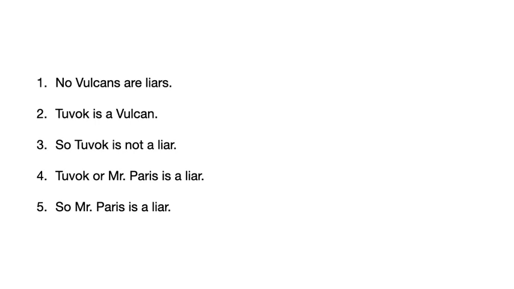But now notice what's happening. 3, 4, 5 are another argument. 1 and 2 establish 3. Well, now 3 and 4 establish 5. Tuvok's not a liar, but Paris or Tuvok is a liar. Well, our disjunctive syllogism, our argument by elimination, tells us that if it's not Tuvok, it has to be Paris, right? We have this spelled out. 1 and 2 get you 3, then 3 and 4 get you 5.